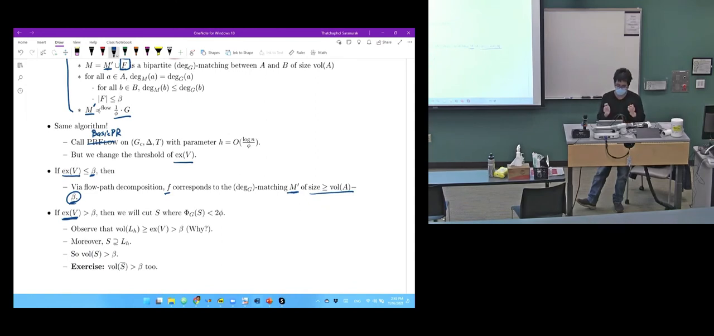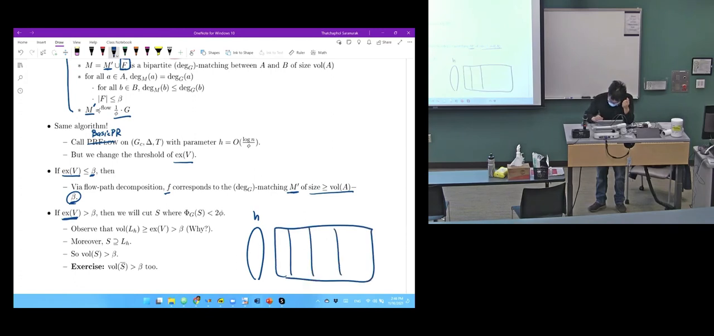But if the excess is bigger than beta, then we will also show that the cut actually must be big. And why is that the case? You will just use exactly the same analysis, the same algorithm for finding a sparse cut. Now I claim that the same algorithm will return you a cut that is balanced. Why is that the case? Well, we have levels, layers of the graph, right? But now we know that the total excess in the graph is big.